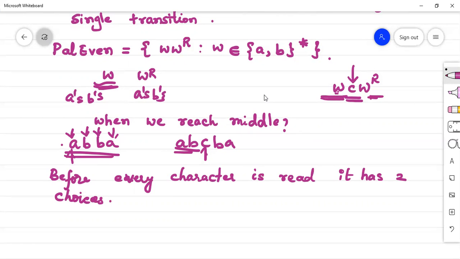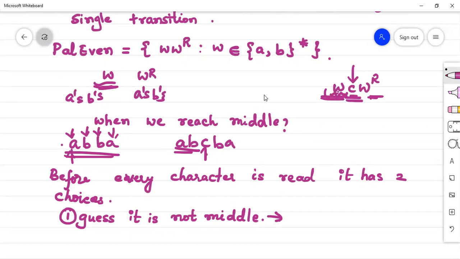What are the choices that I have? One choice is guess that it's still not middle. That's one choice, correct? If it's not in the middle, then it will remain in the starting state and push. Similar to this, we pushed everything before the middle, isn't it? So guess it's not middle. If it's not middle, remain in starting state and push that symbol.